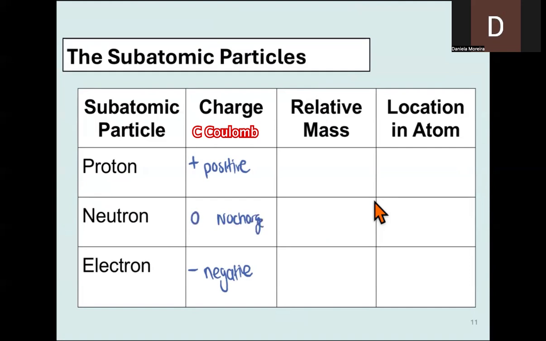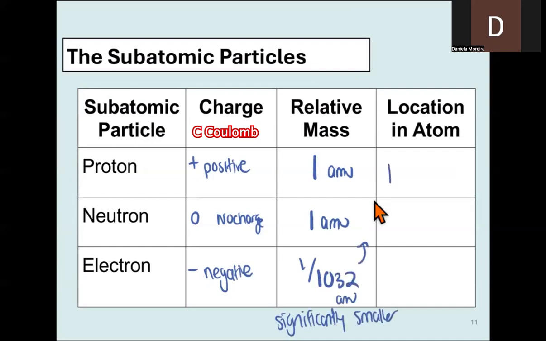The relative mass, we use this to describe this. A proton is 1 AMU. A neutron is also 1 AMU. An electron is supposed to be really teeny tiny, which is almost 1 over 1032. So it is significantly smaller. The location of protons and neutrons is in the nucleus.